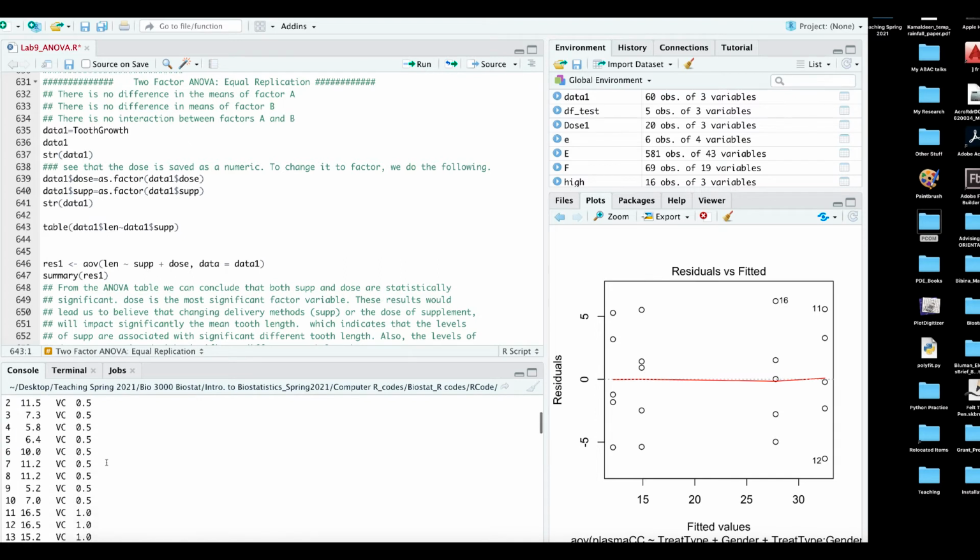Dose has three levels. Let's say dose is the factor B. Factor B has three levels, and supplement has just two levels: vitamin C and orange juice. You see that? But dose has three: 0.5, 1, and 2. Okay, this is what you see.